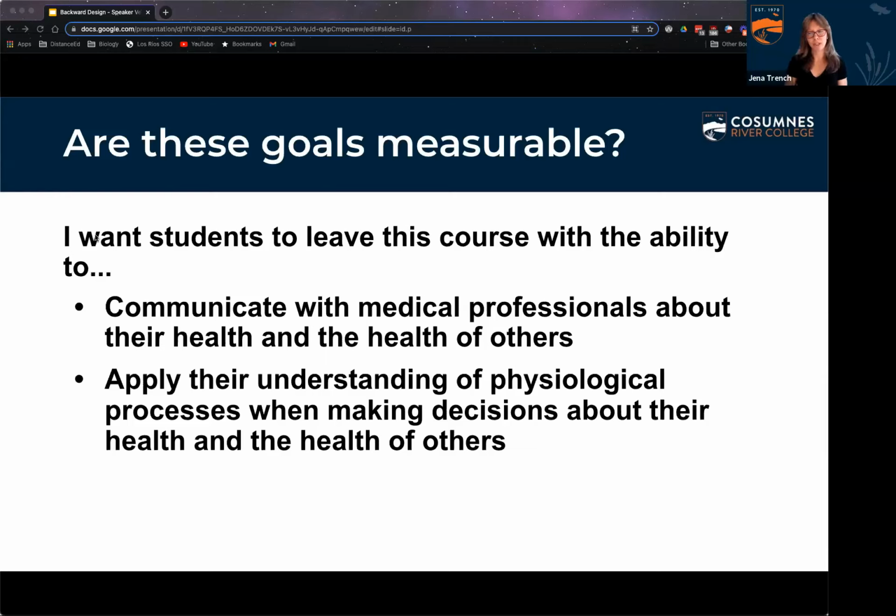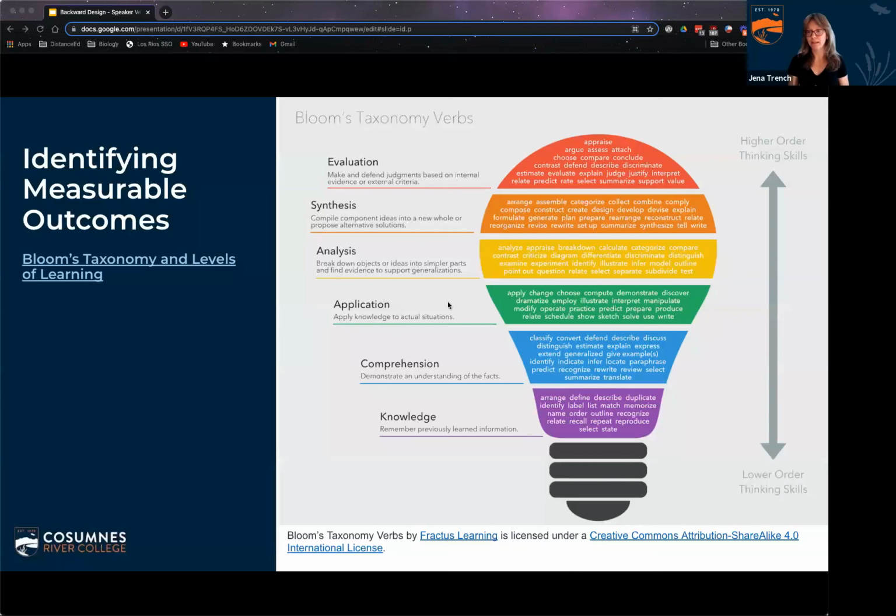And then applying the understanding of physiological processes. Well, I did use the word apply. We've still got that understanding in there that's problematic, but the application component helps us identify what level of learning we're looking at, right? So this one is right in the middle.